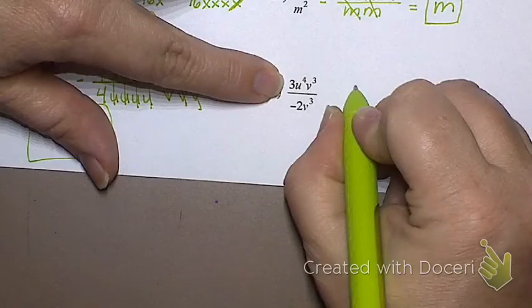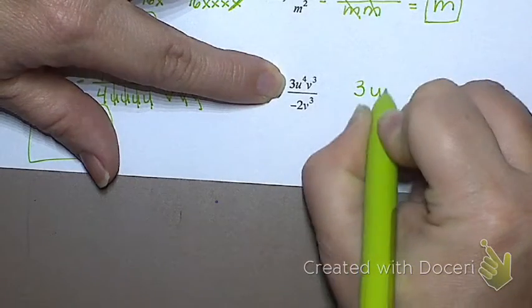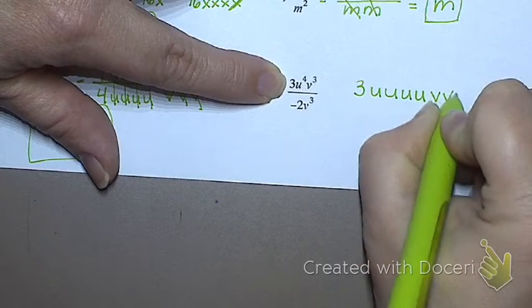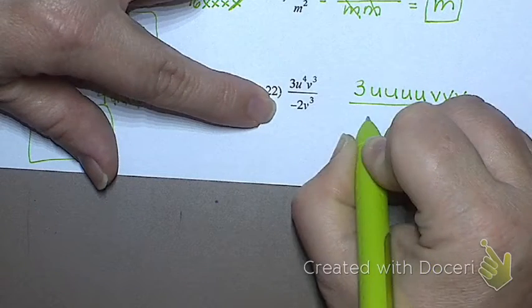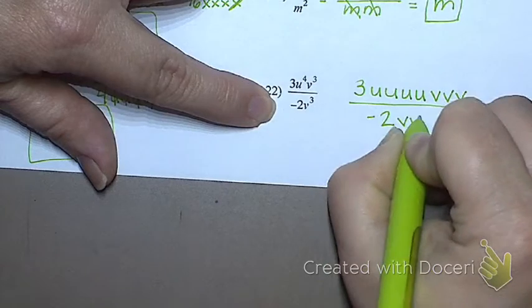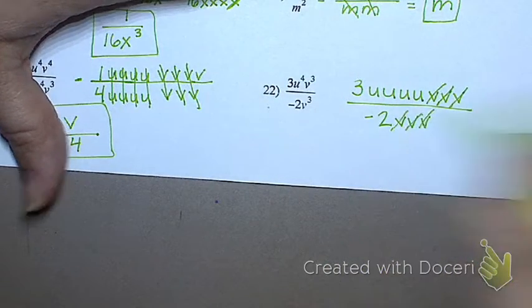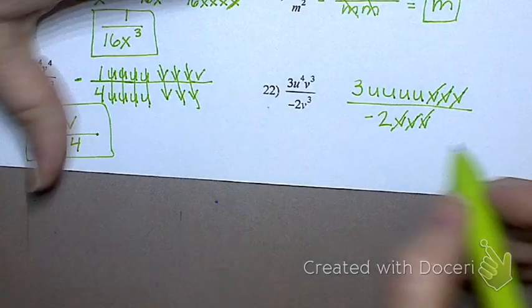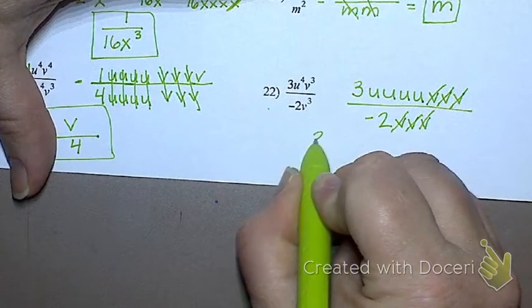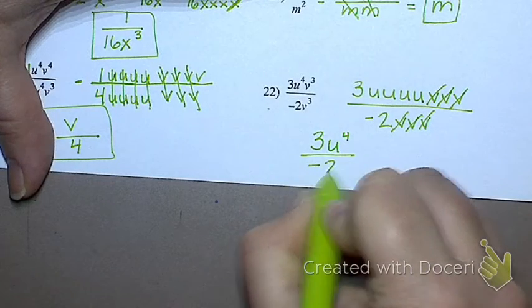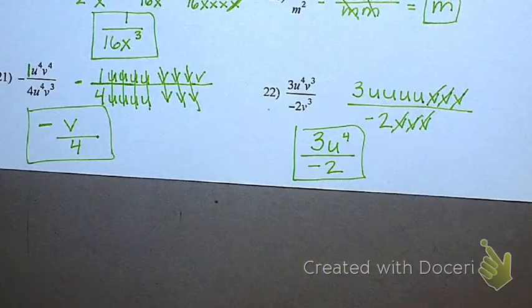Okay, so I think I have 3 u, u, u, u, v, v, v over negative 2 v, v, v, right? And yes, you can use the subtraction if you want to. So I think when I cancel things out, I have 3u to the 4th over negative 2. Okay? Any questions? All right, happy studying.